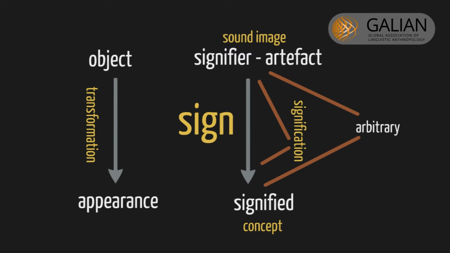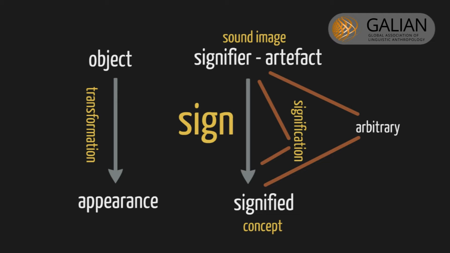Looking at this diagram, we see the classic Saussurean diagram. At the left we have our transformation, which is the object at the top and its appearance at the bottom in some way. So there's a transformation. The transformation is, according to Saussure, psychological.